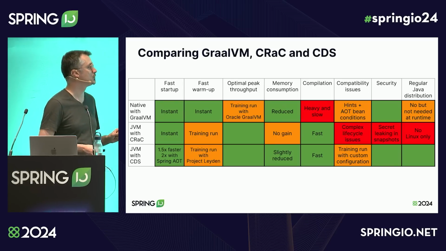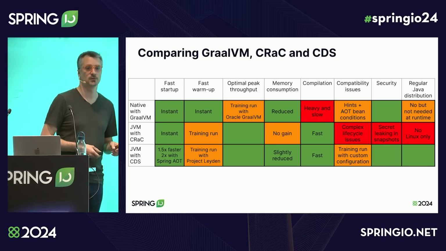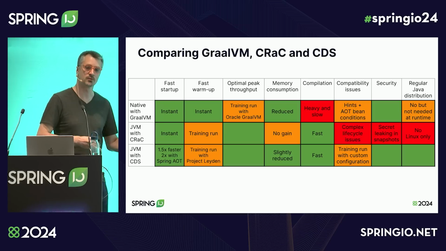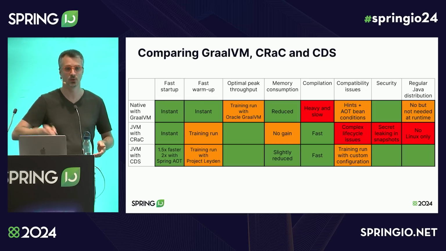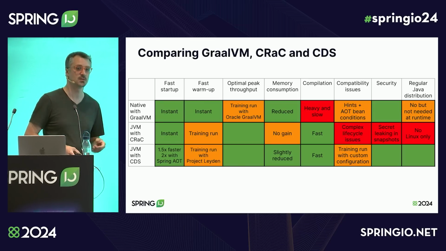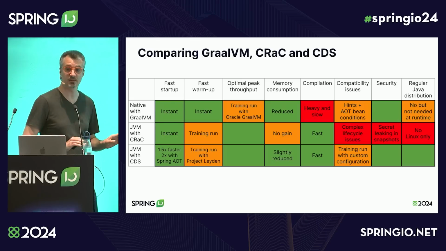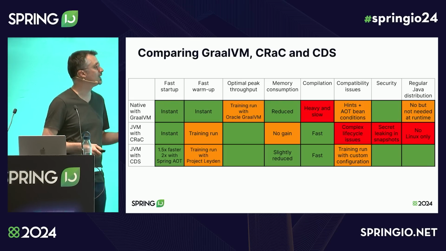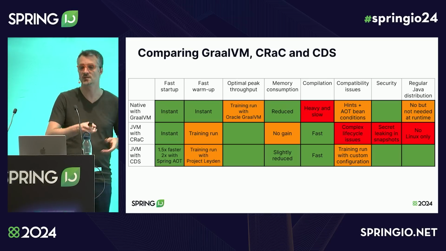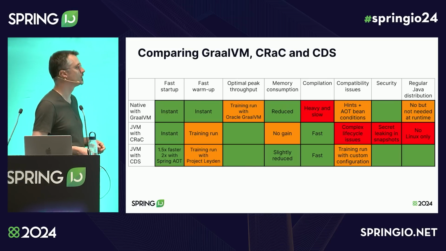For the warm-up, you need to do a training run. So you need to apply some workload during the training run. That can be challenging because you need to basically connect to your remote services. You need to apply the right workload to get that right. And it's pretty hard to directly integrate Crack in your Kubernetes cluster, for example. There are a lot of challenges involved.